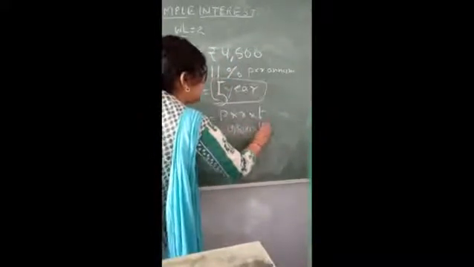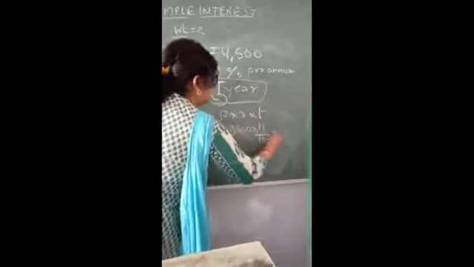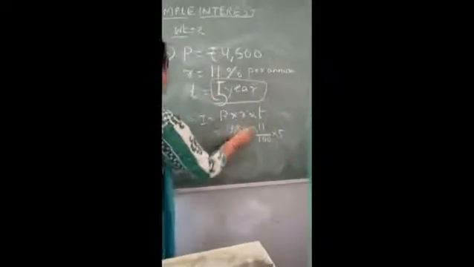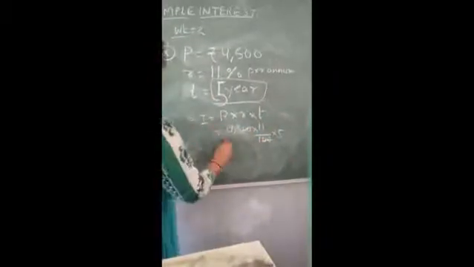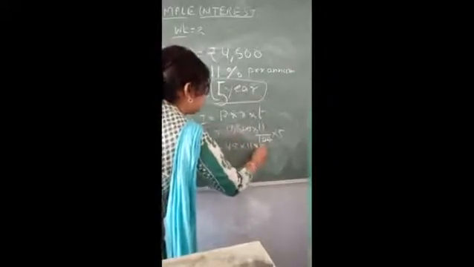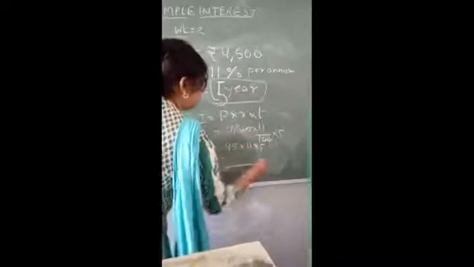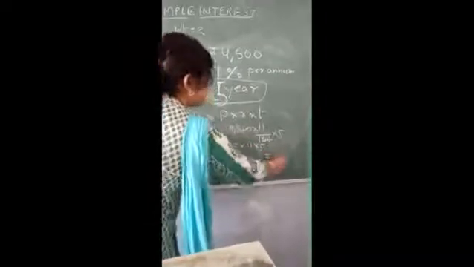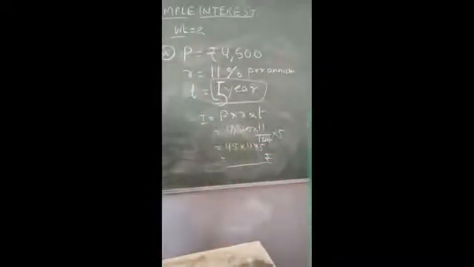4,500 into 11 by 100 into 5. The two zeros will be removed. Simple. So it is 45 into 11 into 5. Children, you have to solve it. This is the simple interest. I have left this one for you; you have to find the solution of this multiplication. Now let us come to the next question.